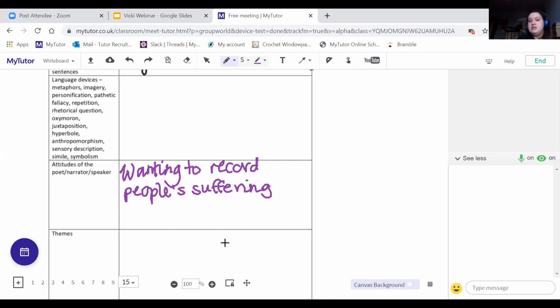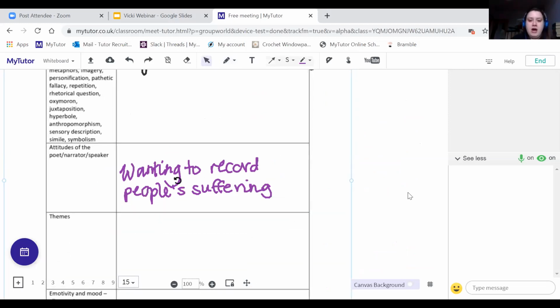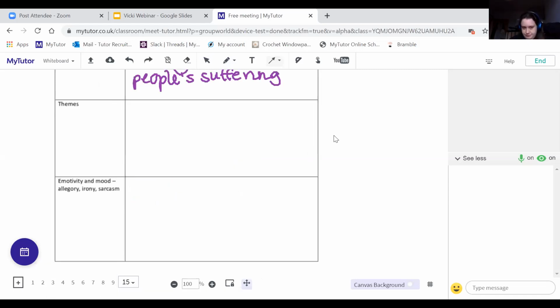Which then we can link into the emotivity. So let's go down to that one. So why do you think Dharker wants to record people suffering? What is her motive behind it? And also the mood of the poem. How do you feel? What emotions do you think are being portrayed here?